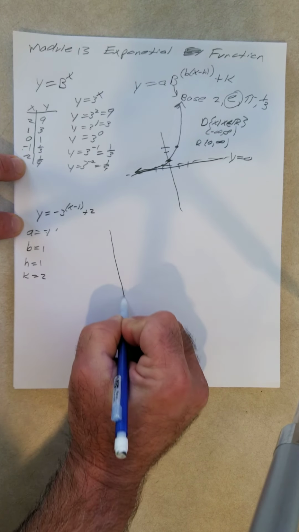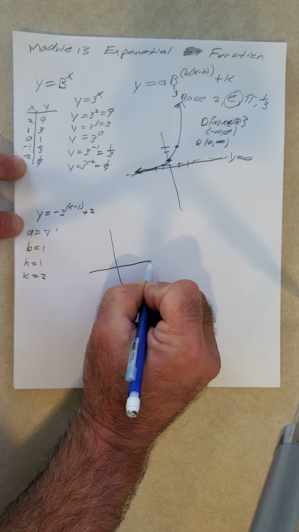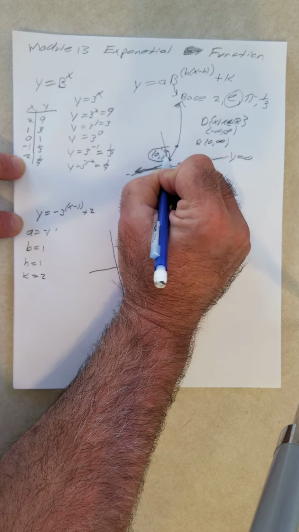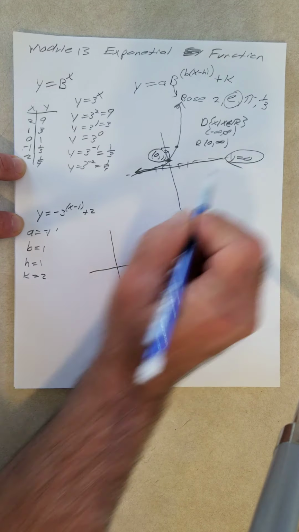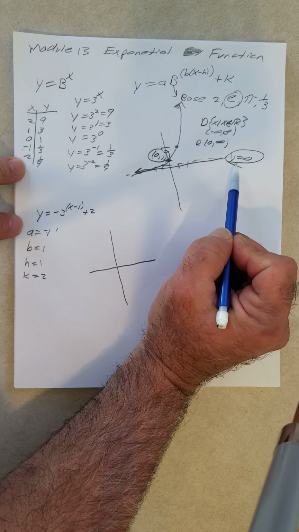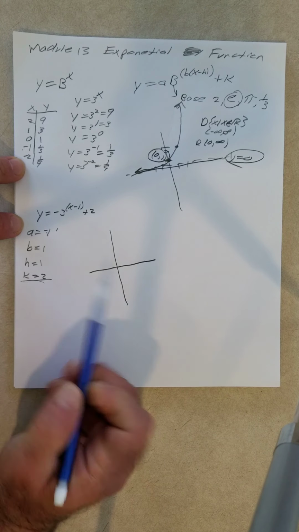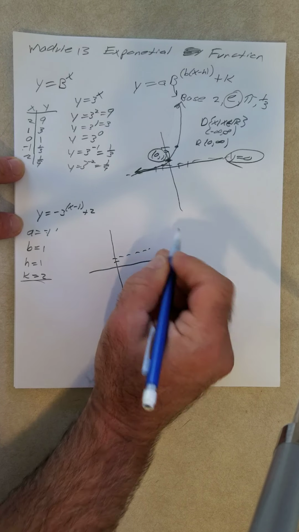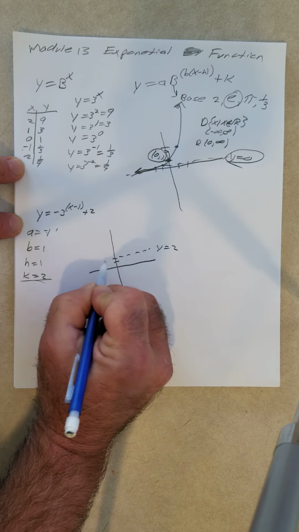All right, so the only two features that we're really interested in graphing are going to be the y-intercept, that 0, 1 point, and our horizontal asymptote. And just like with the rational functions before, the horizontal asymptote is only affected by k. So k is going to go up 2 units. Our horizontal asymptote simply rises up to y is equal to 2.